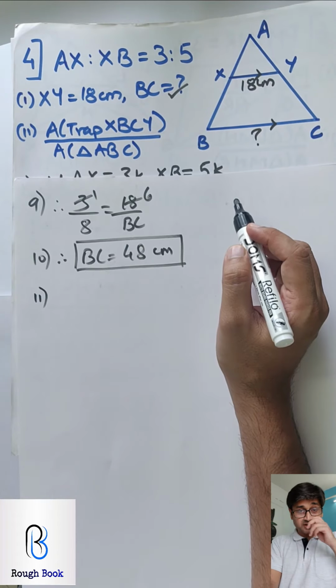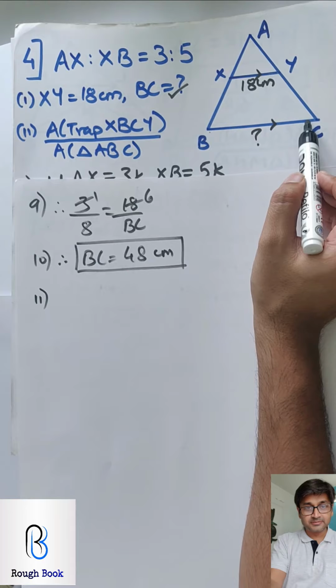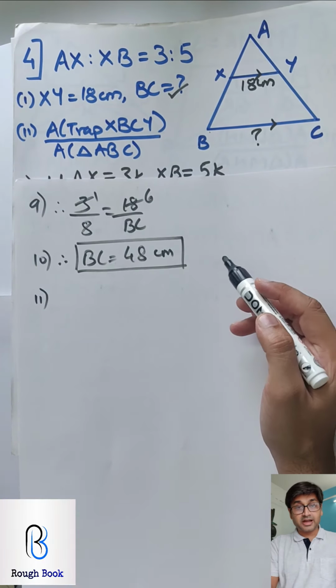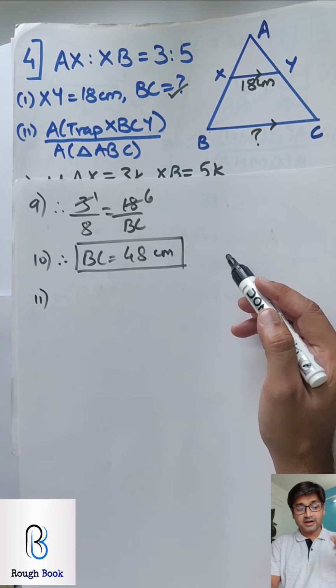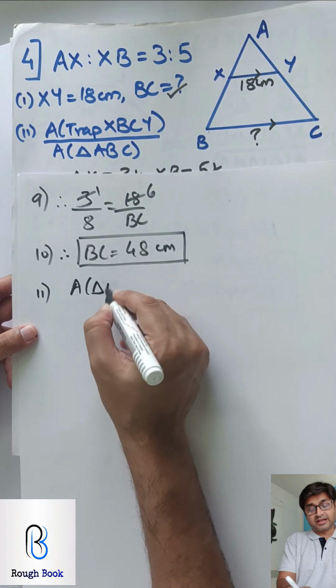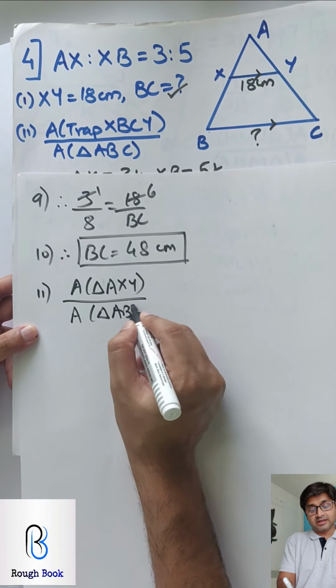So you can use areas of similar triangles. First get AXY upon ABC. Then again use the K method and you can reach there. So they are trying to test us from all angles, alright. So first using areas of similar triangles, area of triangle AXY upon area of triangle ABC.